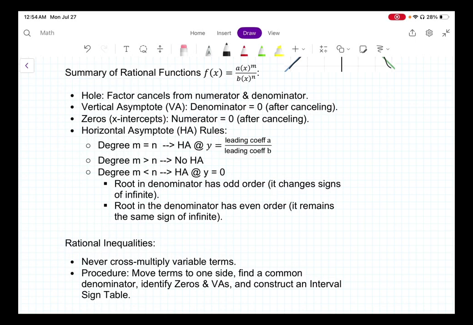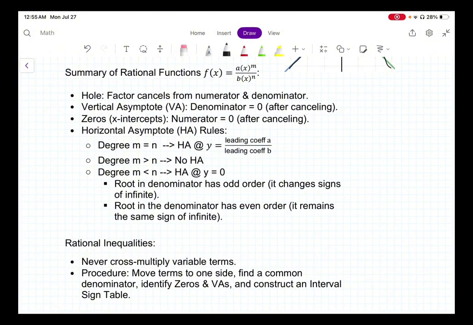There are also a few rules when it comes to analyzing them. You will get a hole at the 0 of any factor that cancels from the numerator and denominator. After canceling, you can find the vertical asymptote by setting the root of the denominator to 0 and solving for x. And to find the x-intercepts, do the same but for the numerator. For the horizontal asymptote, a degree of m equals n means the horizontal asymptote at y equals the leading coefficient of the numerator over the leading coefficient of the denominator.